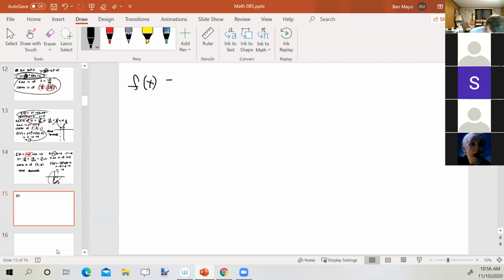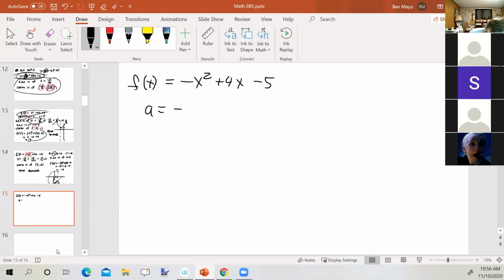F of x equals -x² plus 4x minus 5. It says use the vertex formula to find the vertex of the graph of each function. So all we're going to do here is just find the vertex. Basically, we have to find the axis of symmetry anyway, because that's the x value of the vertex. So the directions are slightly different, but it's really the same thing.